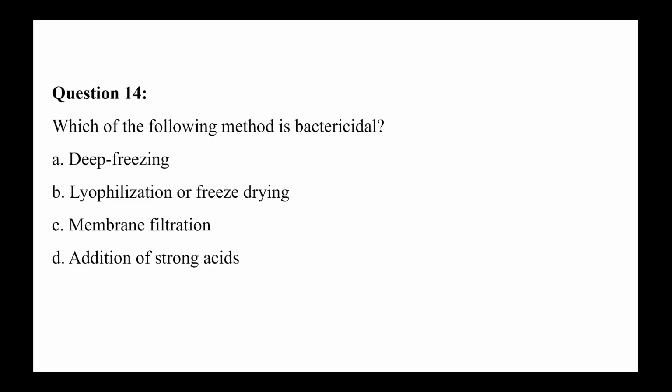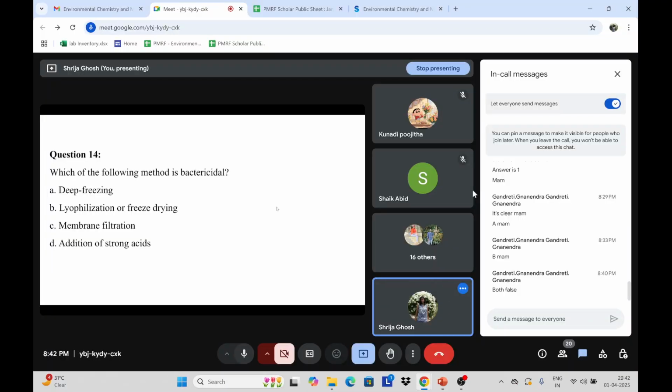Which of the following methods is bactericidal? So I told you what bactericidal means. Option A is deep freezing, option B is lyophilization or freeze drying, option C is membrane filtration, and option D is addition of strong acids. What would be the correct answer? Write your answers in the chat box.